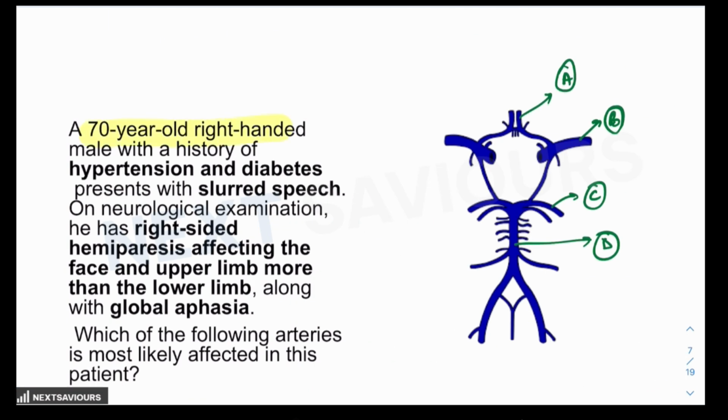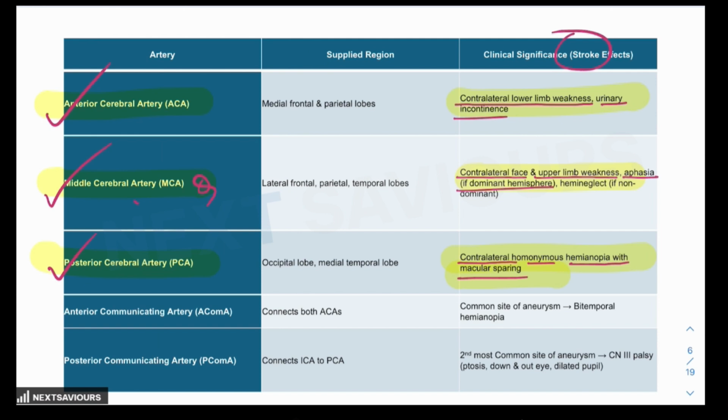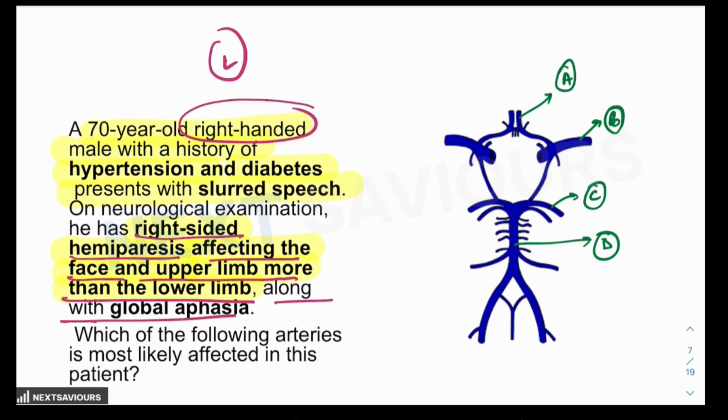A 70-year-old right-handed male with a history of hypertension and diabetes presents with slurring of speech. On neurological examination, he has right-sided hemiparesis affecting the face and the upper limb more than the lower limb. As you can very clearly identify up to this point, the patient is right-handed, so the dominant hemisphere is the left side, and the patient is presenting with right-sided hemiparesis affecting the face and the upper limb more than the lower limb. It is the feature that we have already seen in case of infarcts of the middle cerebral artery. Along with global aphasia, it further confirms your diagnosis.